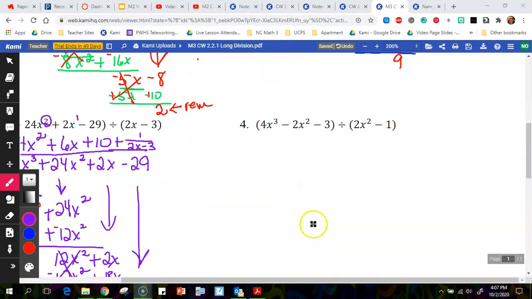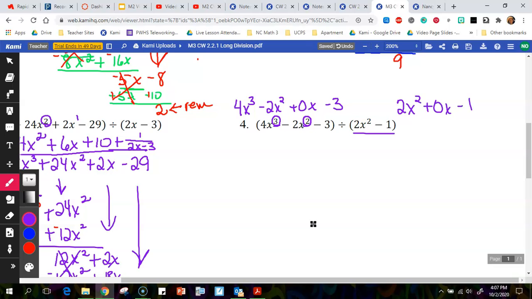Okay, so on the next one, I'm missing some terms. So I have an x cubed and I have an x squared. I am missing an x to the first term. So I'm just going to rewrite this up here. 4x cubed minus 2x squared plus 0x minus 3. So I got to do it that way. Same thing with this divisor right here. I'm missing an x term. So I've got a squared and I've got a constant, but I don't have the x term. So 2x squared plus 0x minus 1. So this looks like it's going to be a pain, but it actually goes a little bit faster. So our divisor is this.